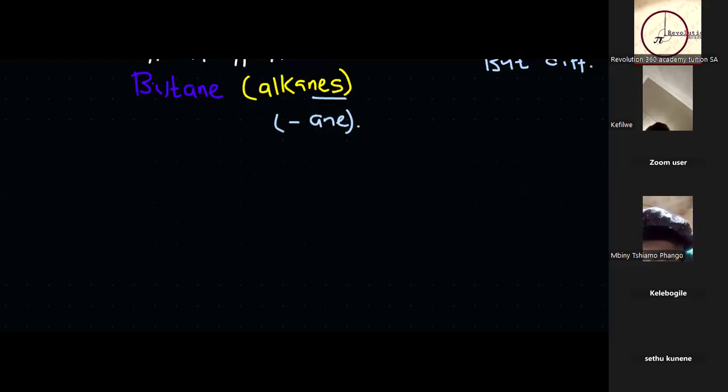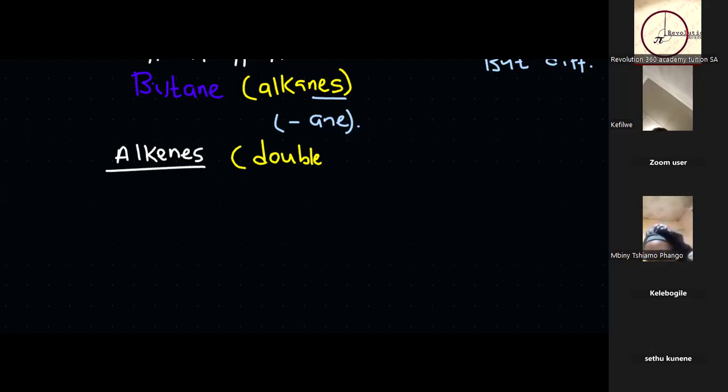Okay, before that, any question? Any question? No, sir. Okay. So one thing that you need to understand is that alkenes, they have what we call a double bond. Always. Double bond between carbon atoms. So the moment you see a double bond between carbon atoms, you must understand that that is an alkene.